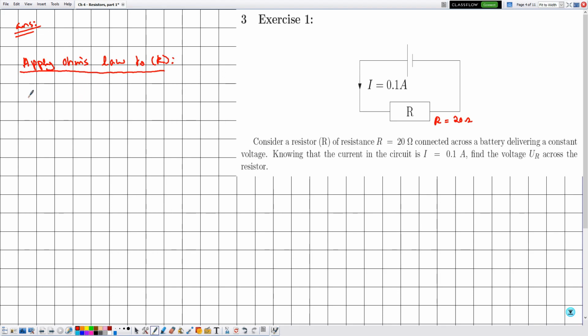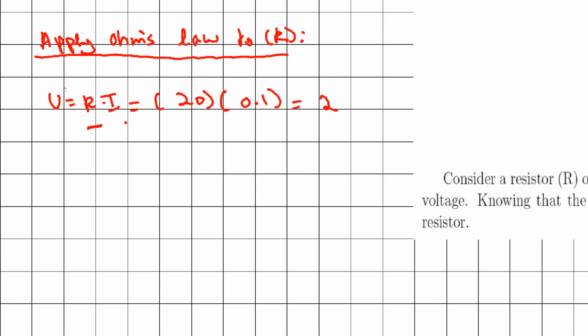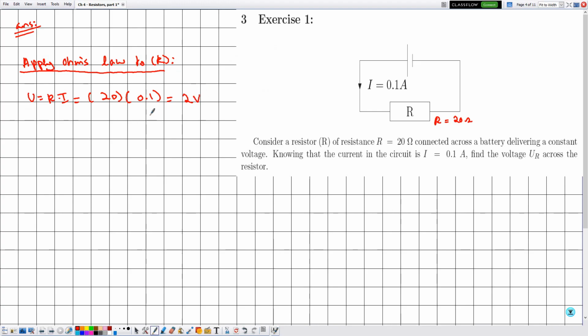And Ohm's law is given by U equal to R multiplied by I. Now the value of R is given by 20 and the value of I is given by 0.1. Plugging this on the calculator will give us 2. Since R is in the SI and I is in the SI, the value of U will be in the SI, which is volts. Then the voltage is denoted by UR. The voltage UR across the resistor is given by 2 volts.